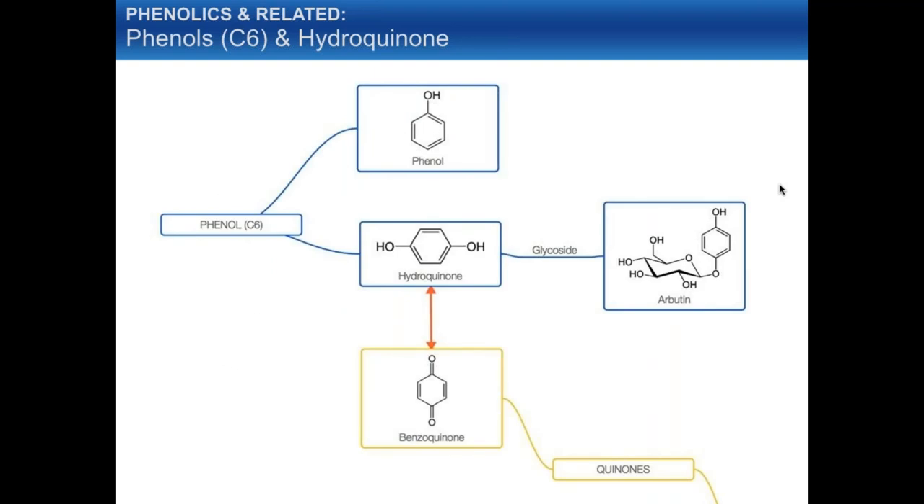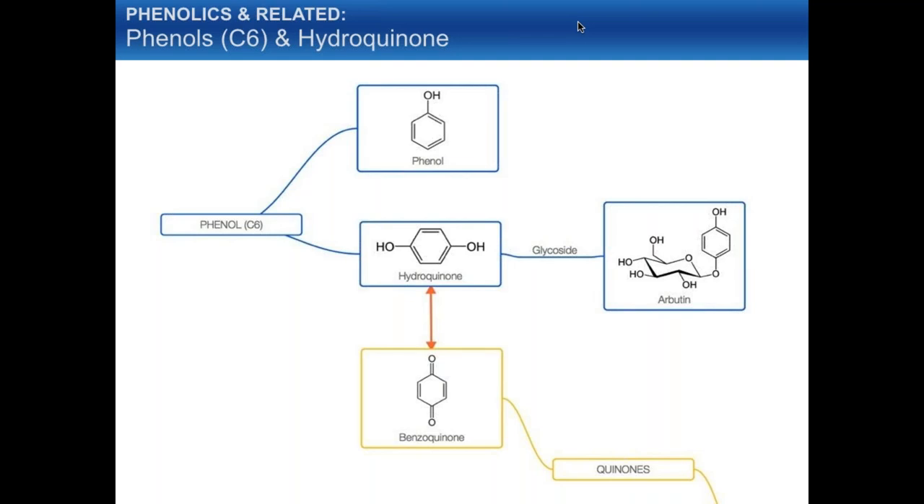Now, when we start off with the most simple forms, I'm sure phenol exists in plants, but we don't really discuss it very much from a phytochemical standpoint. Hydroquinone, it does exist in plants. And one of the things that hydroquinone does is, as I mentioned, it accepts and donates electrons. So it undergoes oxidation and reduction reactions to go very easily between hydroquinone and benzoquinone.